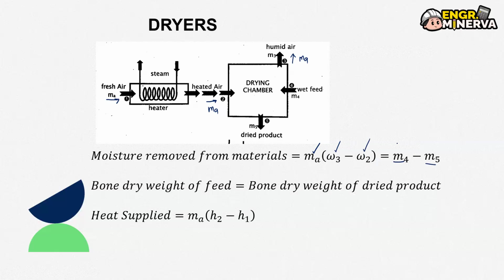Siyempre, kung pila ang nagbuhin na moisture sa product, amo to ang nagdugang sa air. So it means bone dry weight of the feed. We also take note of the solid nga nagsulod. Amo man ang magwa because the air only absorbs water. It doesn't absorb any solid particles from our agricultural products. Then the heat supplied on the heater would be the mass of the air multiplied by H2 minus H1. Well, that is a change in enthalpy.